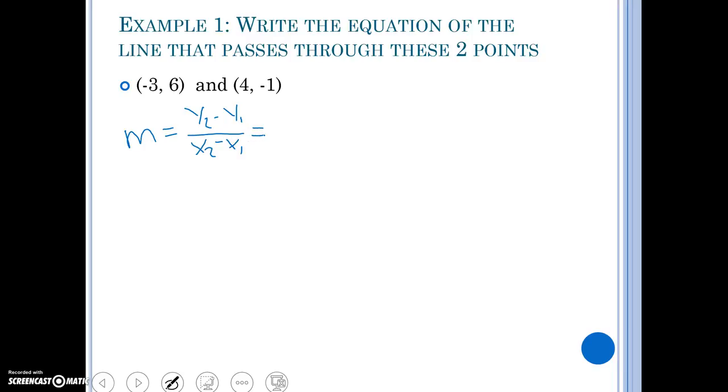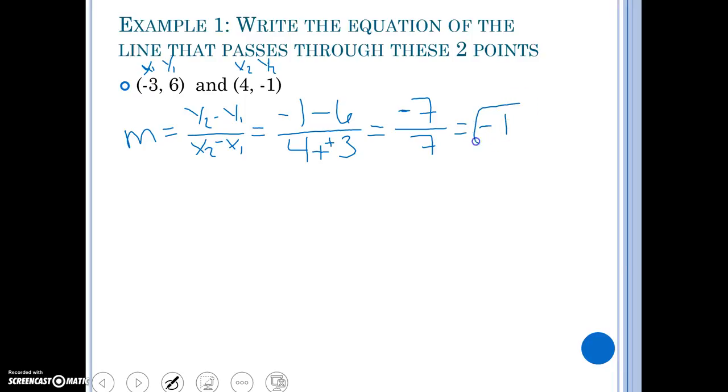So if we substitute the values that we have up here, we have negative 1 minus 6 divided by 4 minus a negative 3. So negative 1 minus 6 is going to give us a negative 7. And then 4 minus a negative is like adding a positive, so 4 plus 3 is 7. And then when we simplify this, negative 7 divided by 7 gives us negative 1. So negative 1 is our m value.